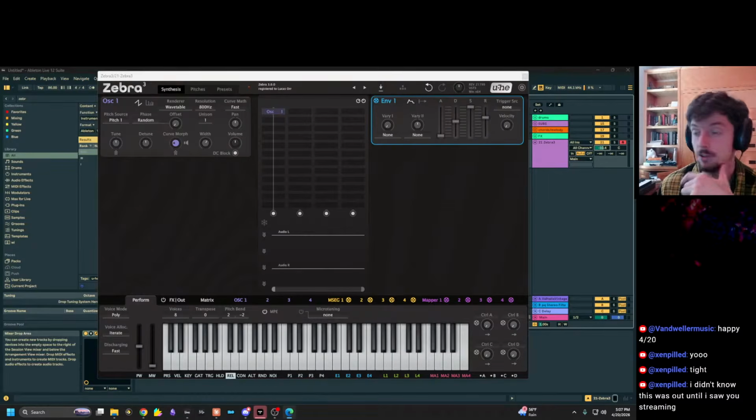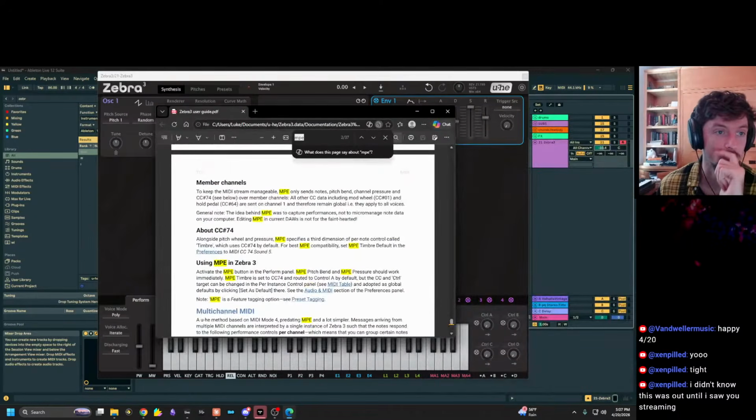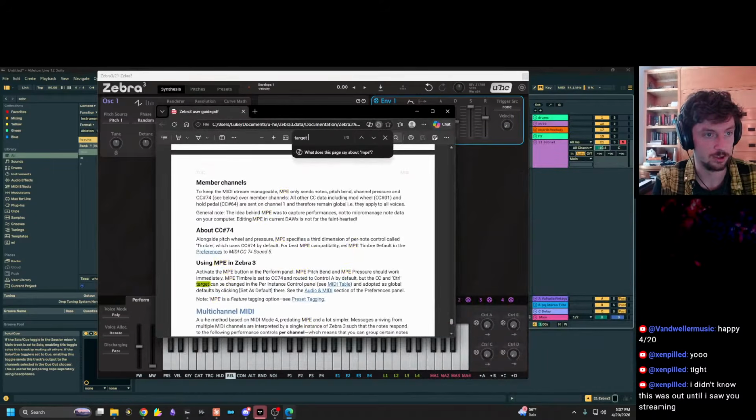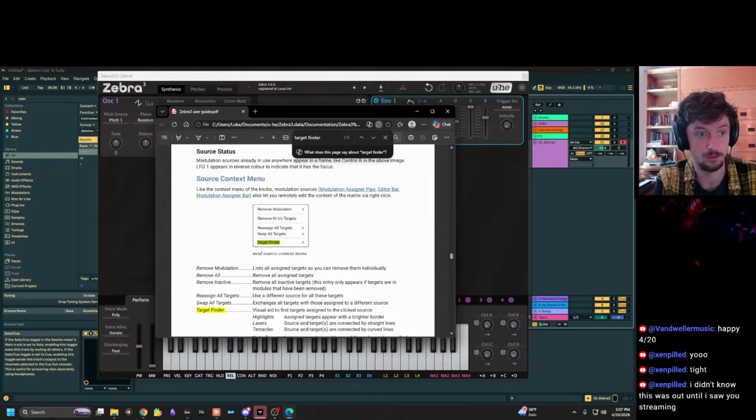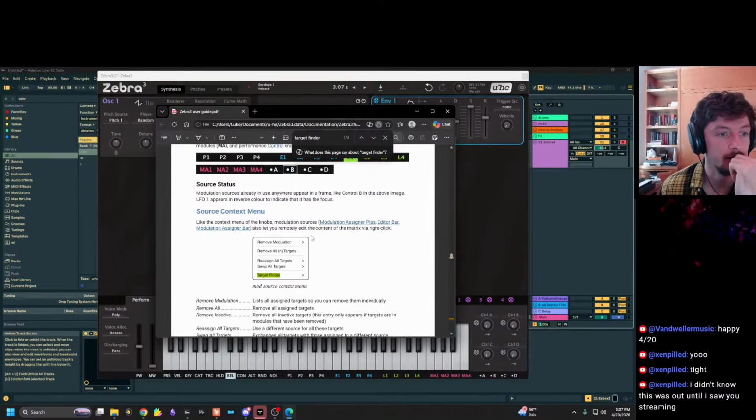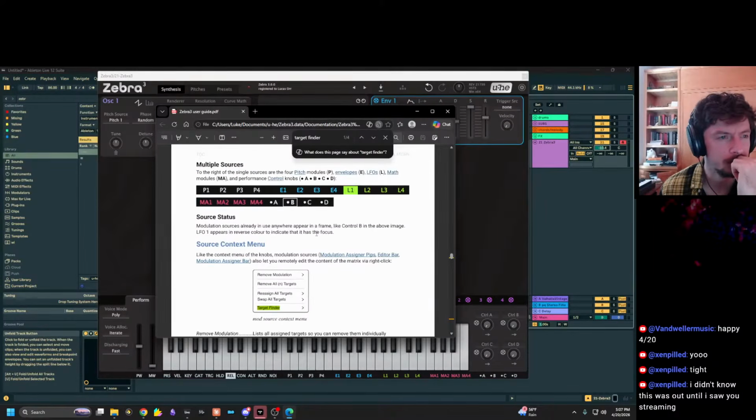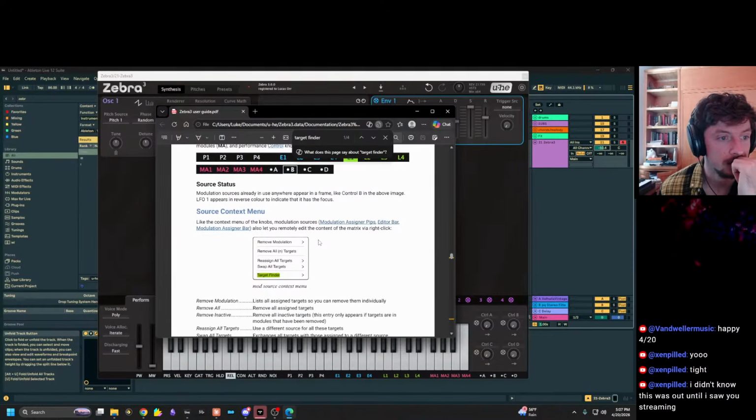All right. I guess we're gonna read the manual all over again. Target finder. I just want to know what tentacles means. Doesn't exist. Oh, it does. Modulation sources already in use anywhere appear in a frame to the right of the signal sources for the pitch modules. I don't know.